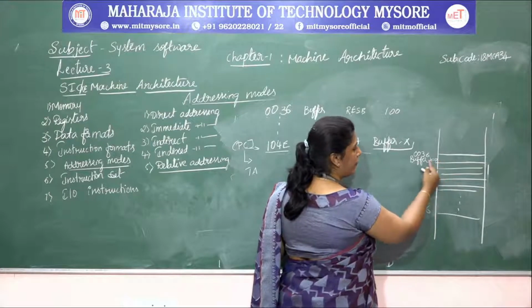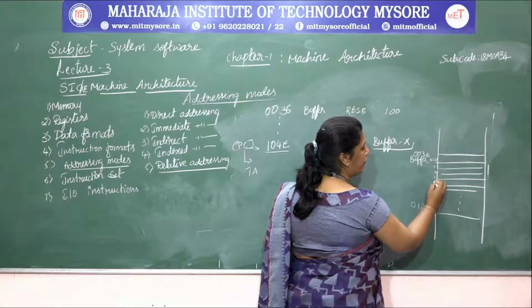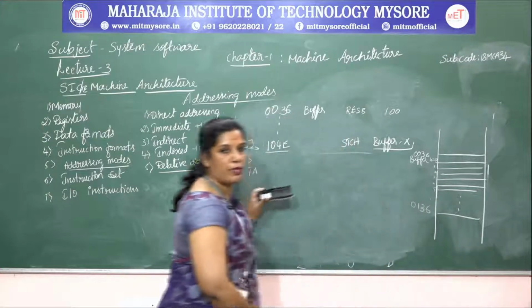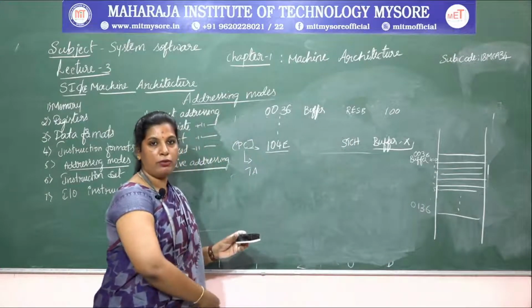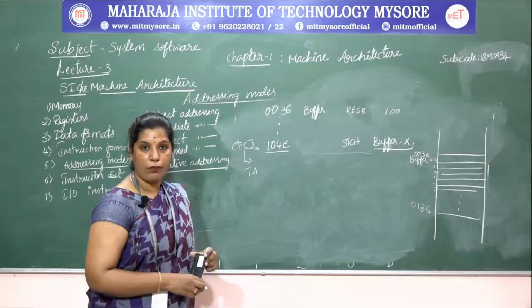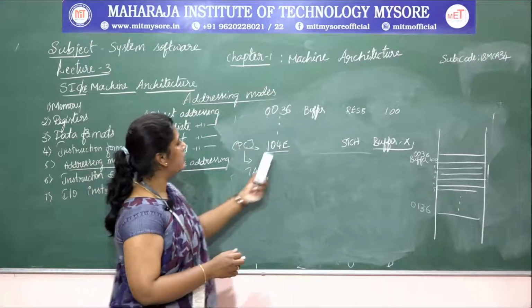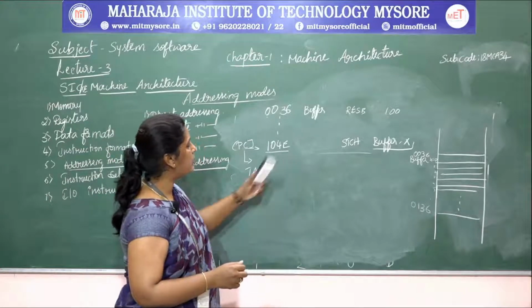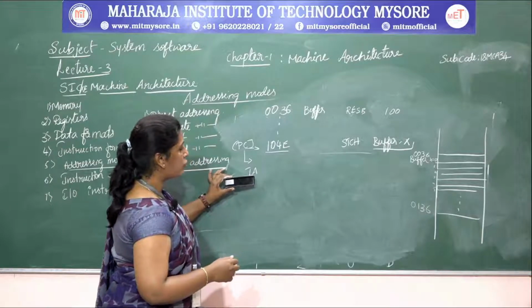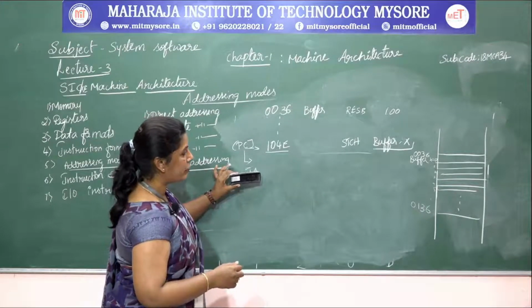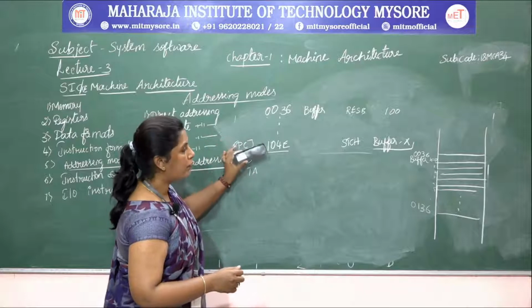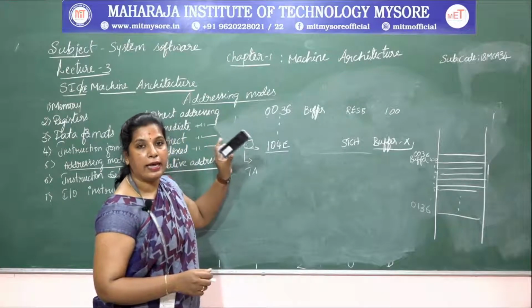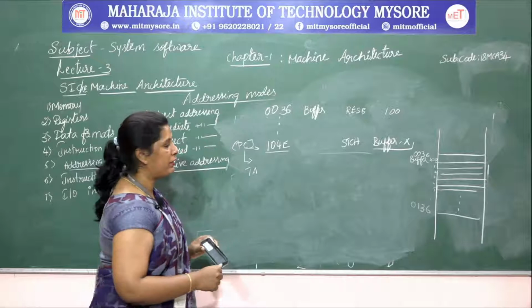Index the position of this buffer: x is equal to 0, 1, 2, 3, 4, 5 like this. So at that time, whatever the index register value is, we need to consider that index register value also. In this case, this instruction needs to be executed. For this, first the assembler is going to find out the object code by using direct with program counter relative addressing mode.